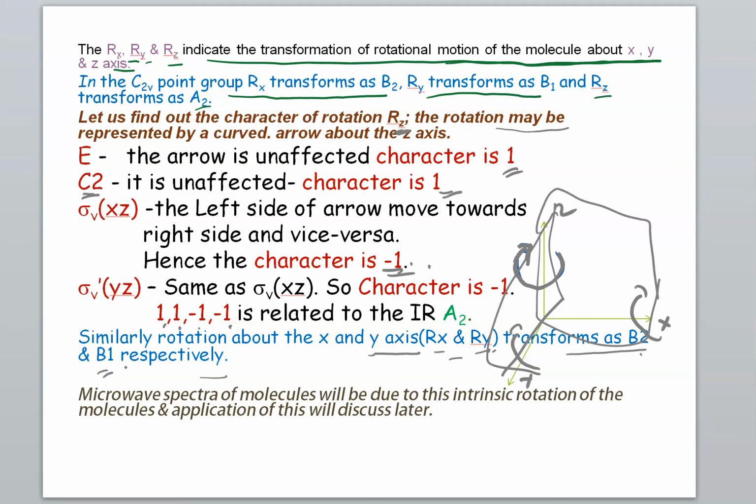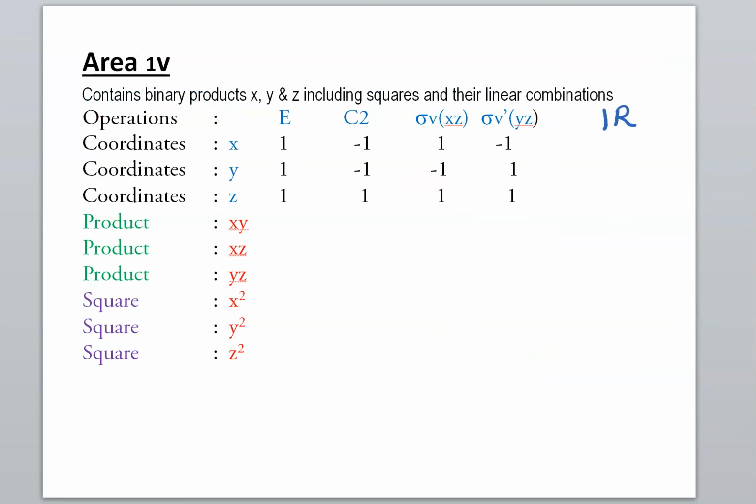Another important thing is that the microwave spectra of molecules are due to the intrinsic rotation of the molecule. Rx, Ry, Rz represent the intrinsic rotation of the molecule, and its application we will discuss later. By looking at Rx, Ry, Rz, we can predict the microwave spectra, and we will discuss this later. And another thing is area 4.